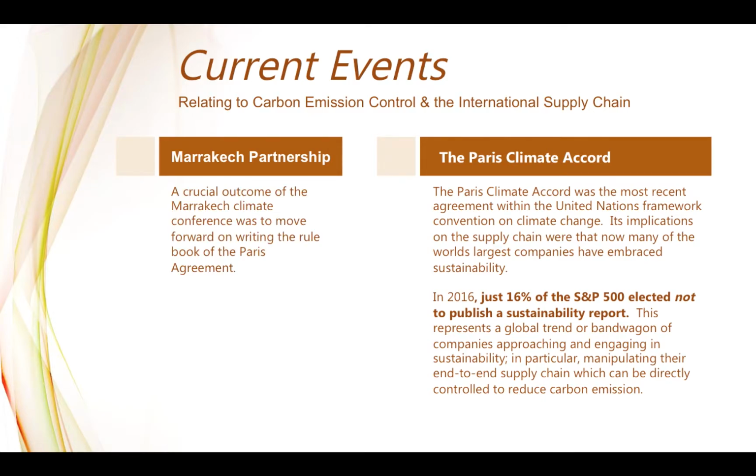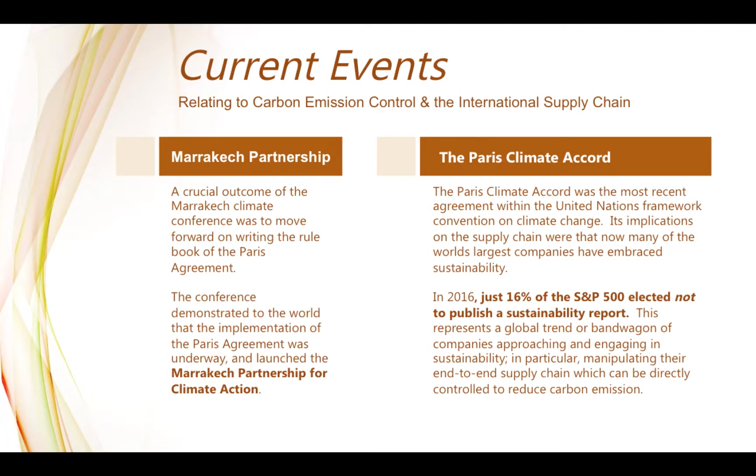In particular, manipulating their end-to-end supply chain, which can be directly controlled to reduce carbon emission. A crucial outcome of the Marrakech Climate Conference was to move forward on writing the rulebook of the Paris Agreement. The conference demonstrated to the world that the implementation of the Paris Agreement was underway and launched the Marrakech Partnership for Climate Change. Climate change agreements affect the international supply chain by turning it into a green and sustainable international supply chain. In order to comply with its purpose to provide a safe marketplace environment, it requires organizations to implement and maintain time management and control over the supply chain operations and organizations. This gives clarity around the environmental impact of adjustments of the supply chain agility, flexibility, and cost in the supply chain.